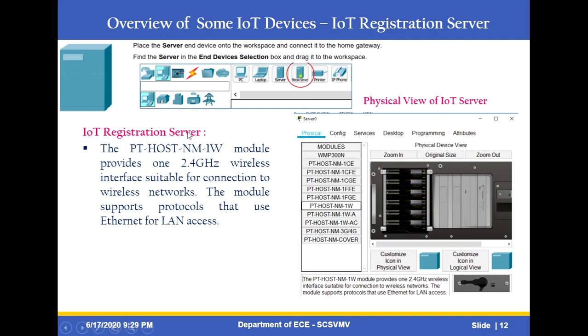Here the IoT registration server is also the model name. This is the PT host NM1, a wireless model. This wireless interface is suitable for connection to a wireless network also. This model supports protocols that use Ethernet for LAN access. Here also some tabs are available: physical tab, configuration, services tab, desktop, programming, and attributes tabs.